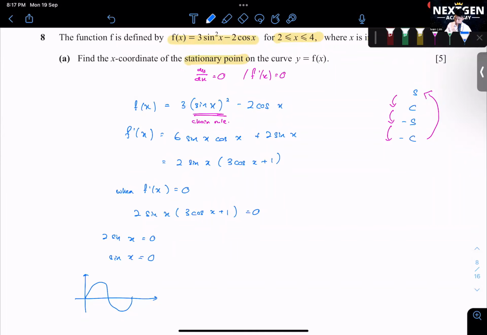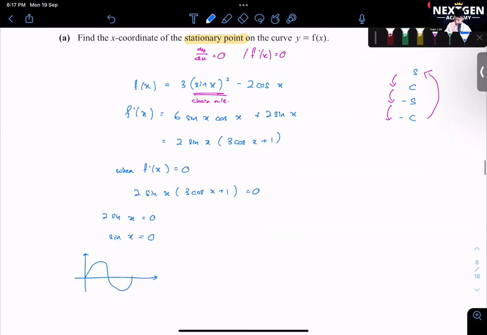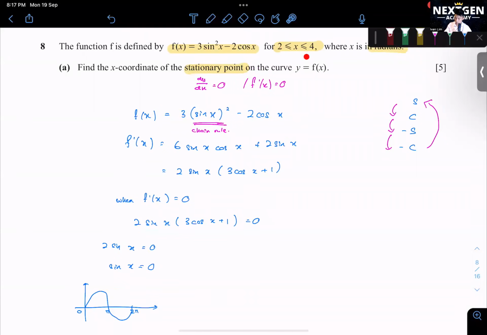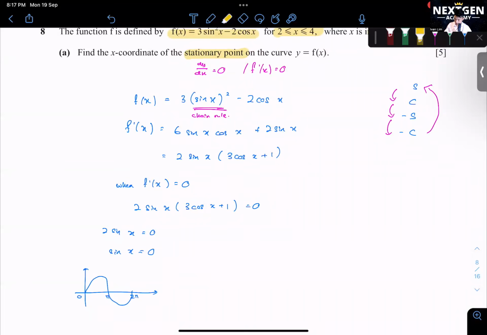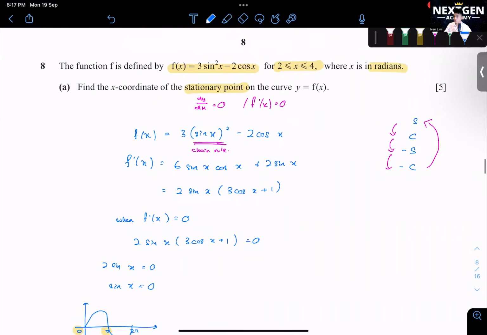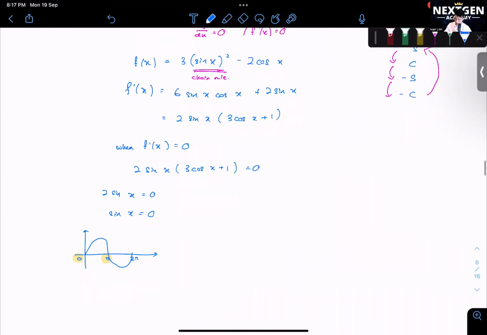Okay. So your answer, this one should be what? 0, pi, and 2 pi, right? Okay, but you need to check for the values. 2 pi is actually how much? 6.283. Okay, your domain of x values is only 2 to 4. So I can only take 0 and pi. No, 0 also cannot. So only pi based on this sine x equals to 0. So x will be equals to pi.